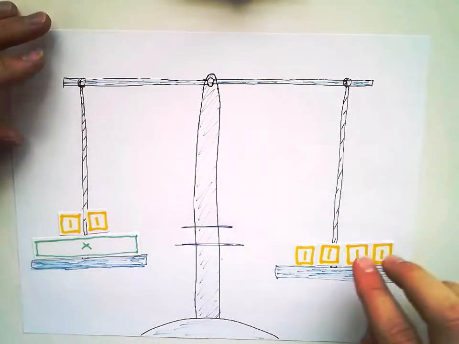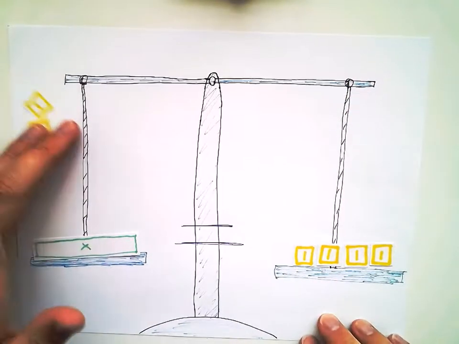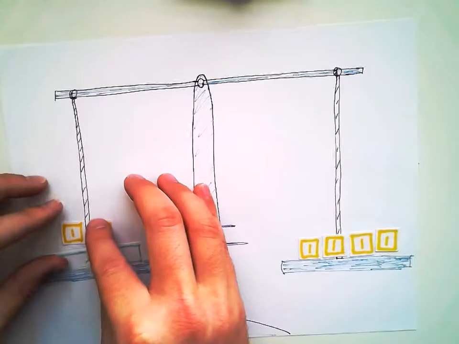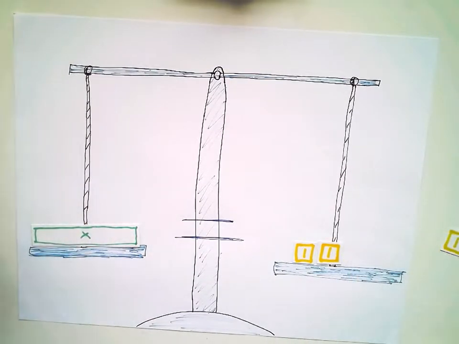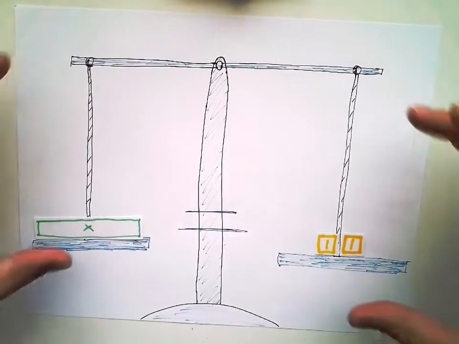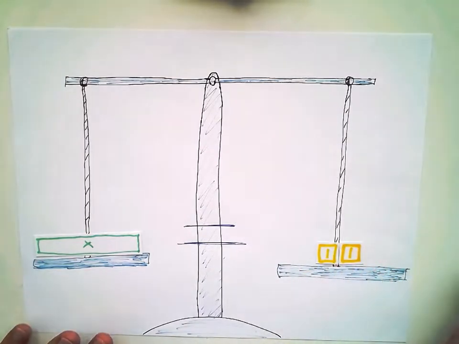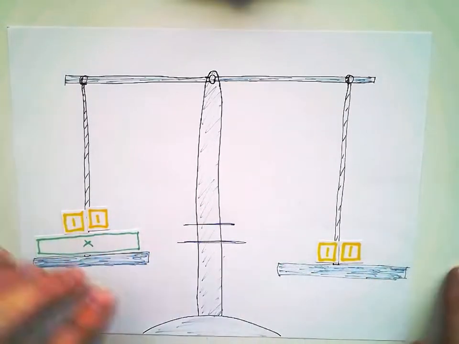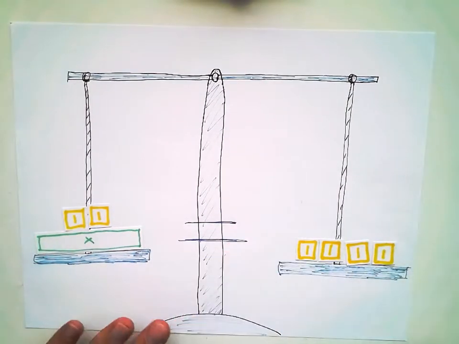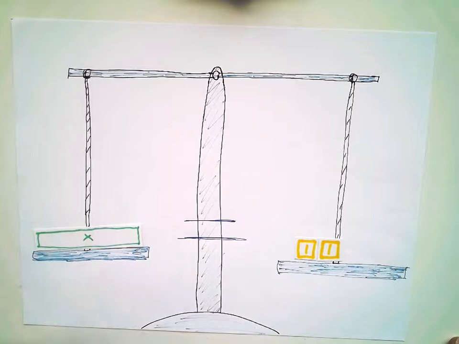If I just took off these two, that would make this side go down because they're not balanced anymore. So to keep it balanced, I'll take off the same amount from each side. It should still be perfectly balanced, because this x and these two must be equal. In equation form, that'd be x plus 2 equals 4. Then I'd subtract 2 from both sides and get x equals 2. Whatever you do to one side, you've got to do to the other side.